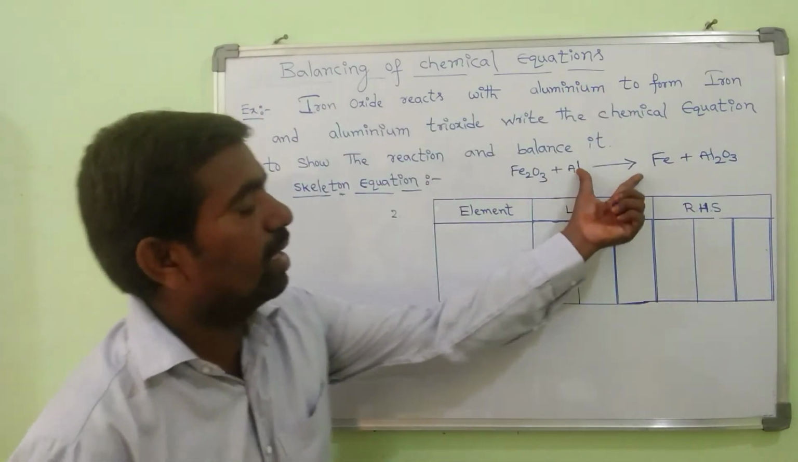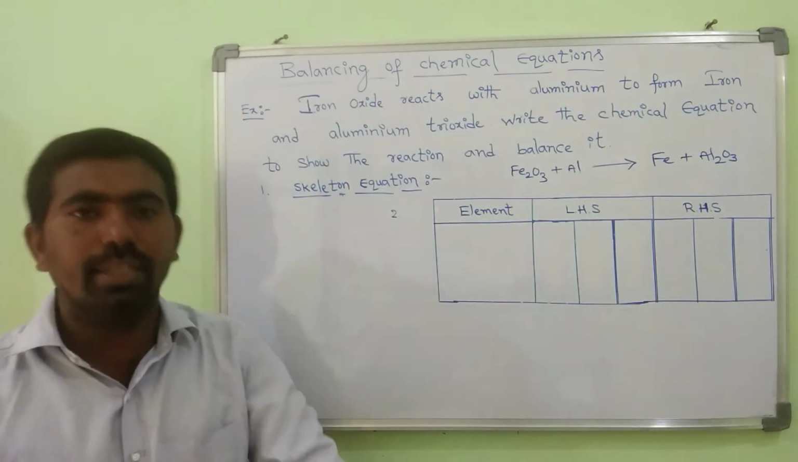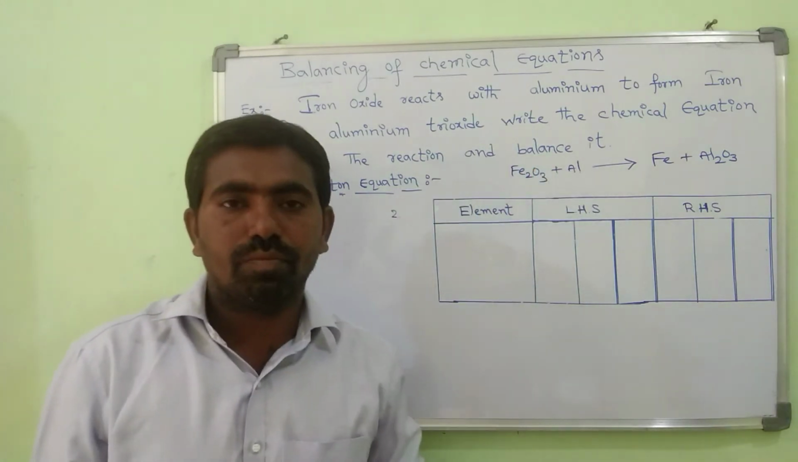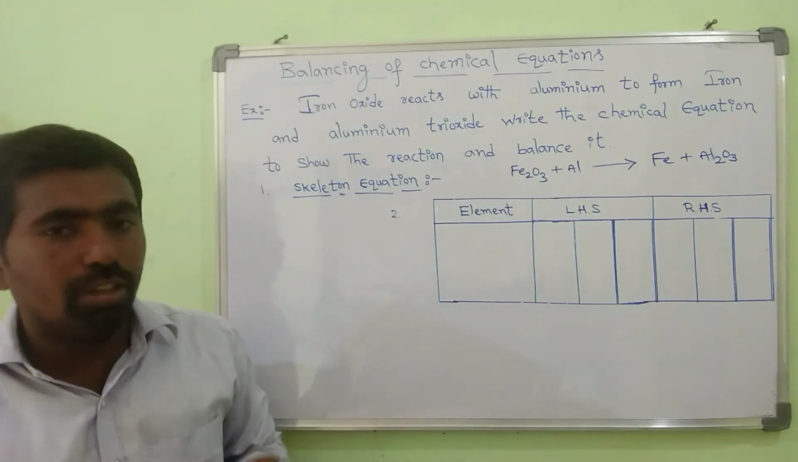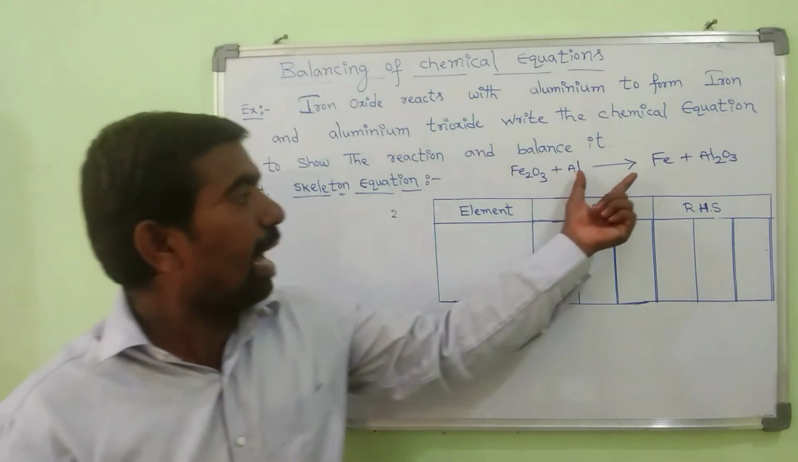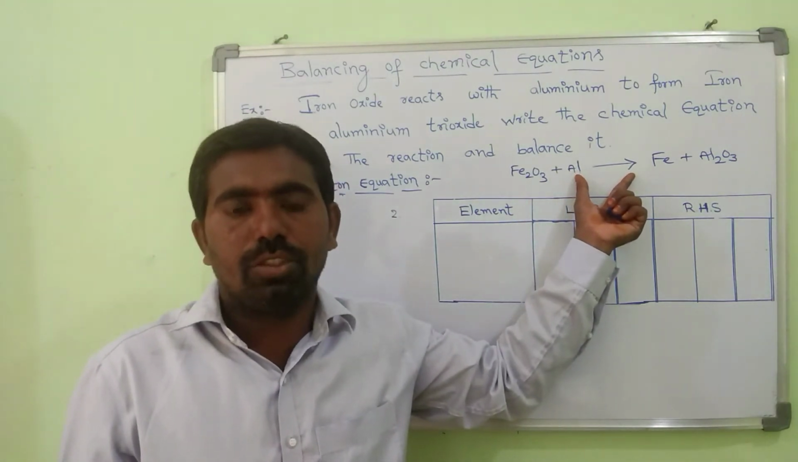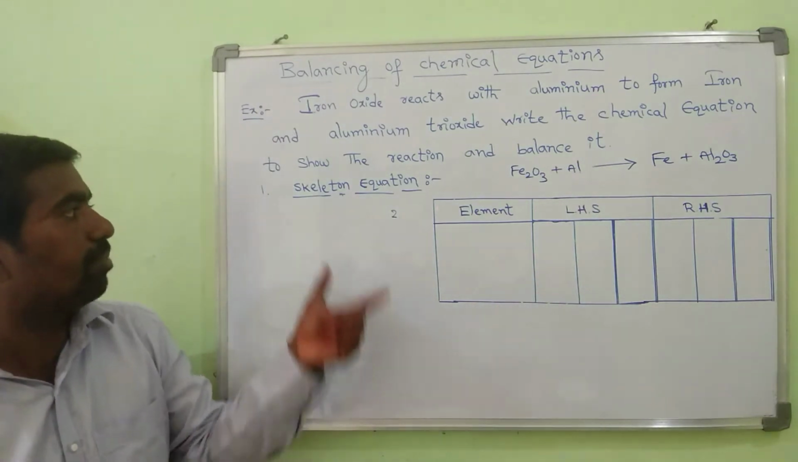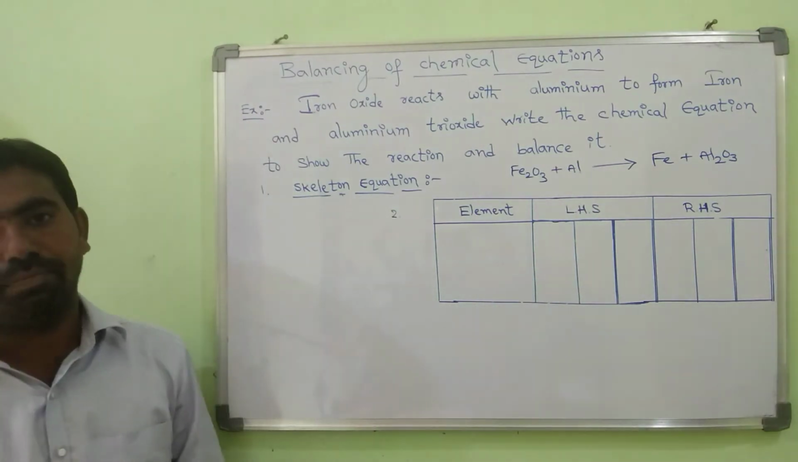So this is a skeleton equation because in this equation only the formulas of reactants and products are there. It is an unbalanced chemical equation. So that's why we can say it is a skeleton equation.